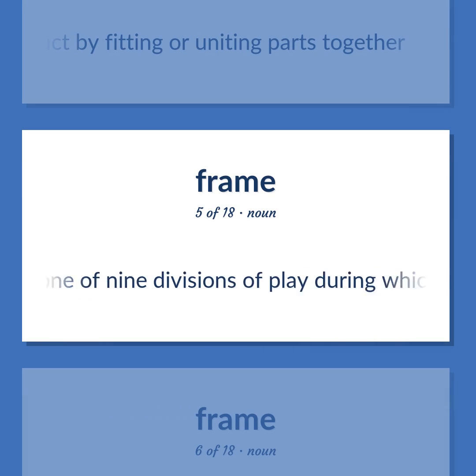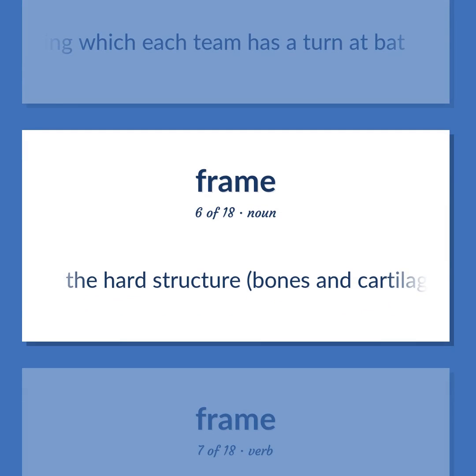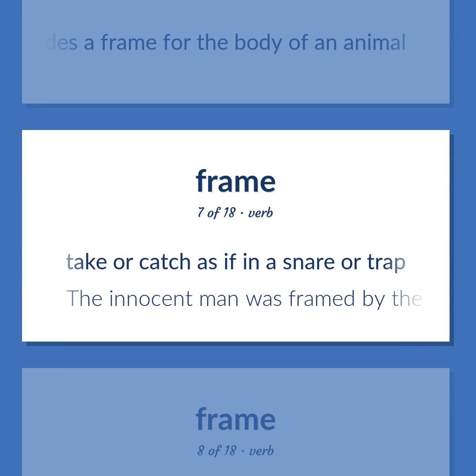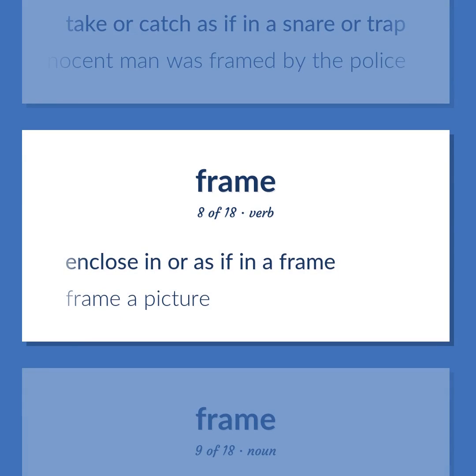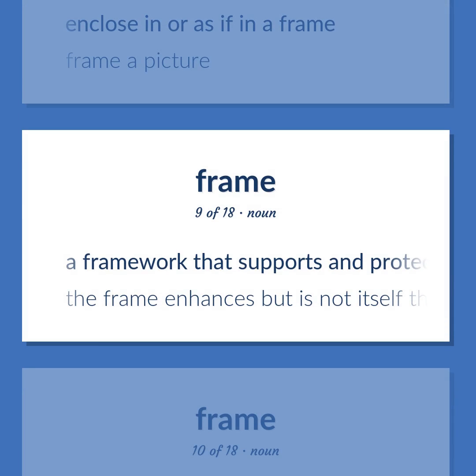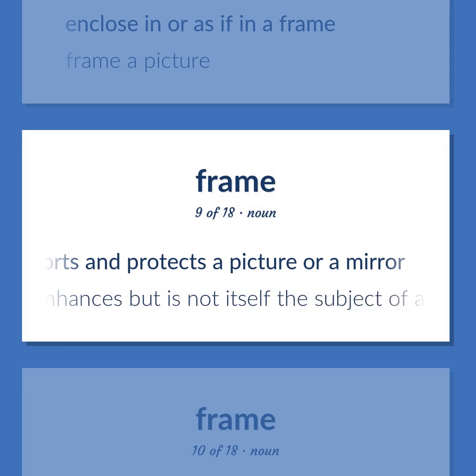Baseball. One of 9 divisions of play during which each team has a turn at bat. The hard structure, bones and cartilages, that provides a frame for the body of an animal. Take or catch as if in a snare or trap. The innocent man was framed by the police. Enclose in or as if in a frame. Frame a picture. A framework that supports and protects a picture or a mirror. The frame enhances but is not itself the subject of attention.